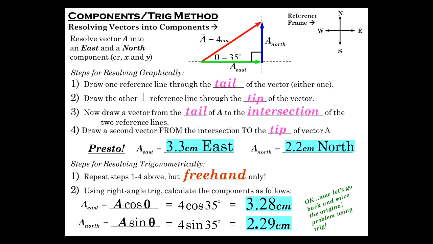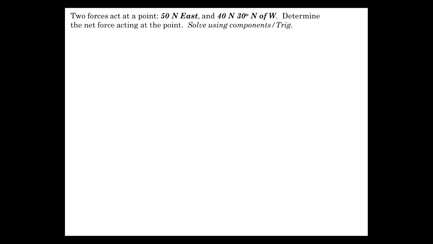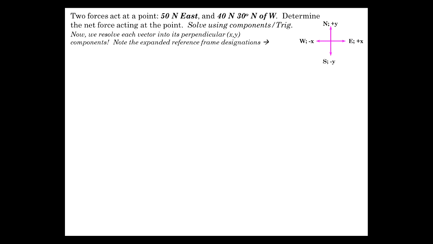Now let's go back and do that original problem that we did with the two forces and see how that works out. Okay, let's bring back the problem we had before with the two forces, 50 newtons east, 40 newtons 30 degrees north of west. And let's use trig. With our expanded designations here for our reference frame, north, south, east, west, and also plus or minus y, plus or minus x. So both are totally valid. You can kind of take your pick.